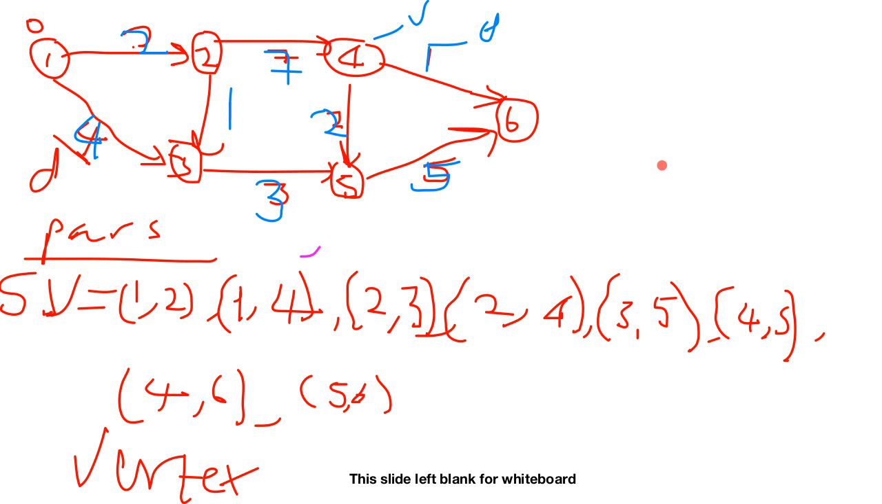Before I proceed, we are taking the vertices from 1 to 2. We know that currently the distance of 1 is 0 because we have not moved. The distance of 2 is 2 because we have moved from 1. The distance of 3 is given as 4. The distance of 5 is given as 3. The distance from 4 to 5 is given as 2.